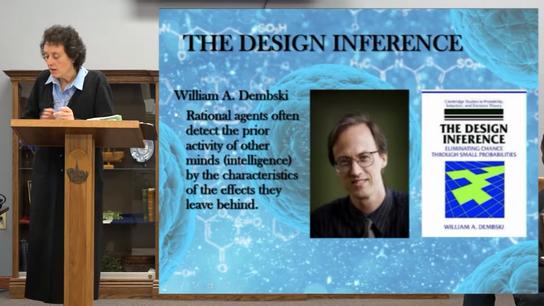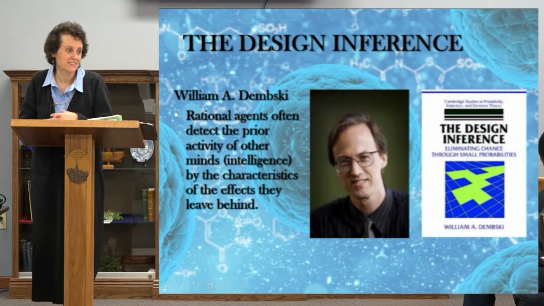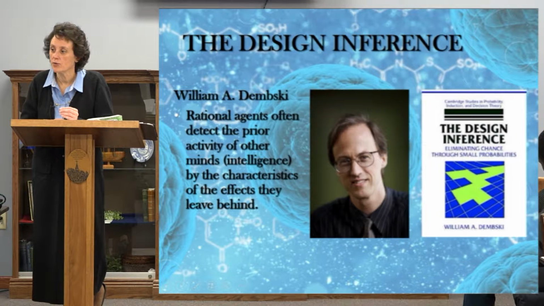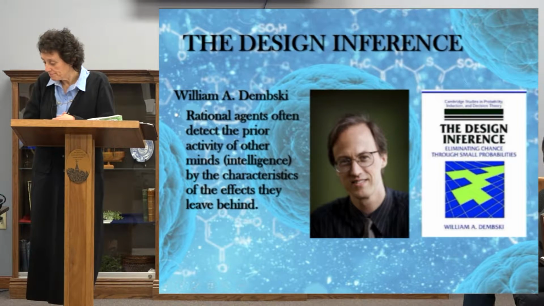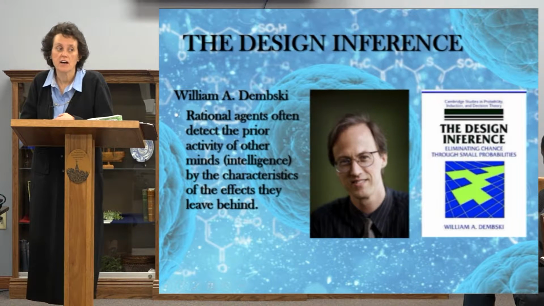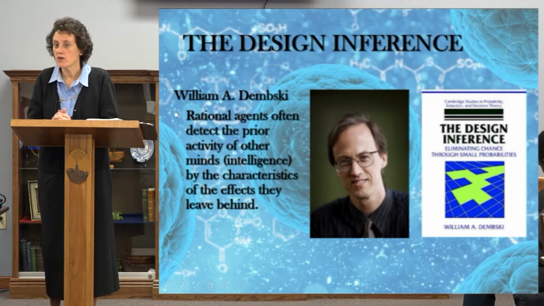So William Dembski's first argument is that rational agents, that's us, human beings, will detect the prior activity of other minds or intelligence by the characteristics of the effects they leave behind. So we can detect prior activities caused by intelligence by the effects, whether it's a sequence or an event or an object. We can detect the effects of intelligence by the characteristics of those effects. And this is done all the time in science.